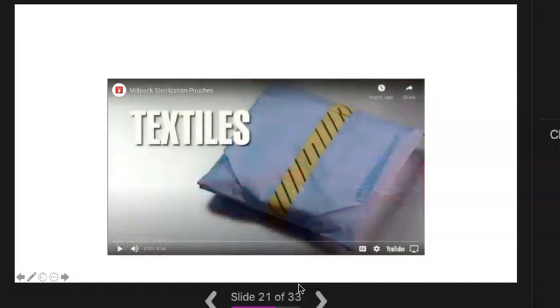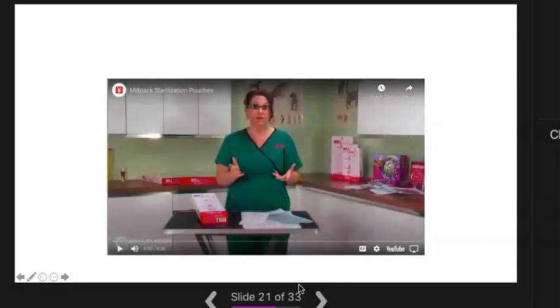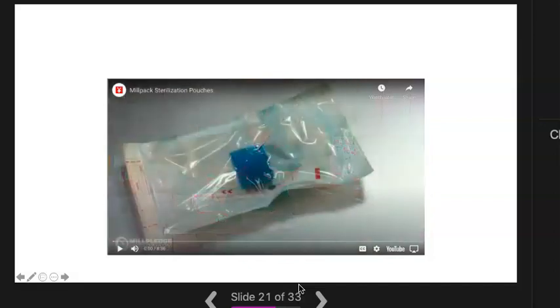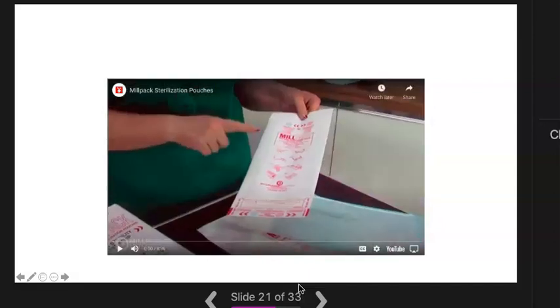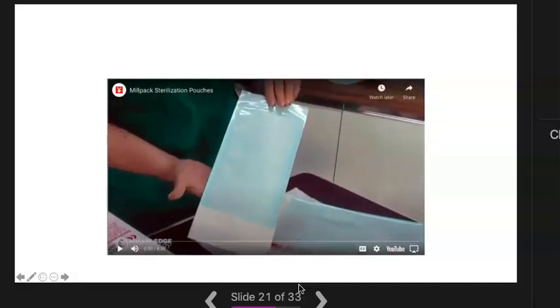Then we have textiles. These are certain cotton textiles such as drapes and towels that can be used to wrap instruments. Whilst they are reusable, the disadvantage is that they have to be washed and dried, and this will cost you time and money. Also, they're not waterproof, therefore the package can easily be contaminated by a liquid substance. Then we have the self-seal sterilisation pouches, or autoclave bags as they're sometimes known. These are peelable pouches with a paper backing and a transparent film on the front.